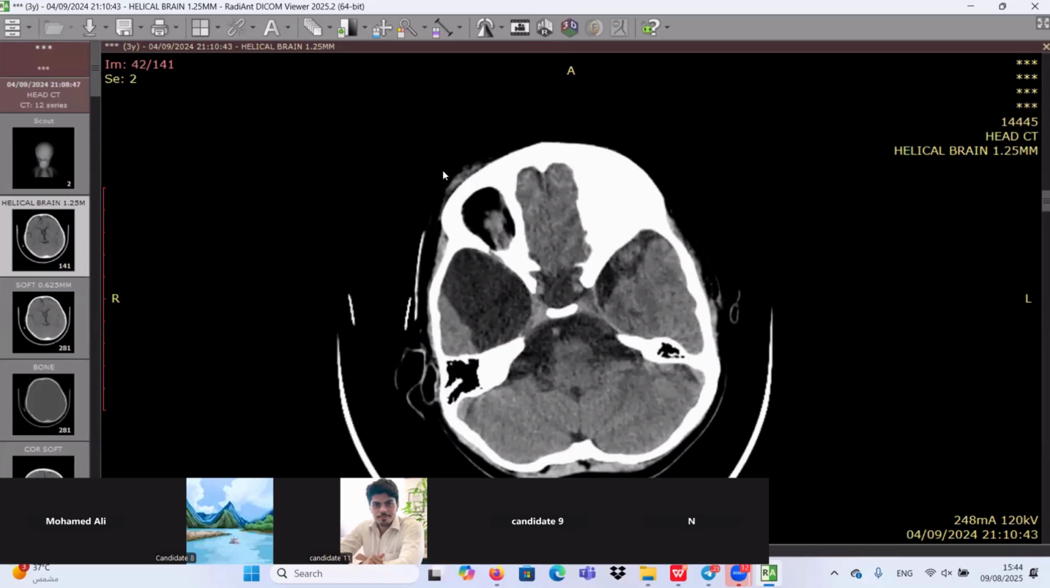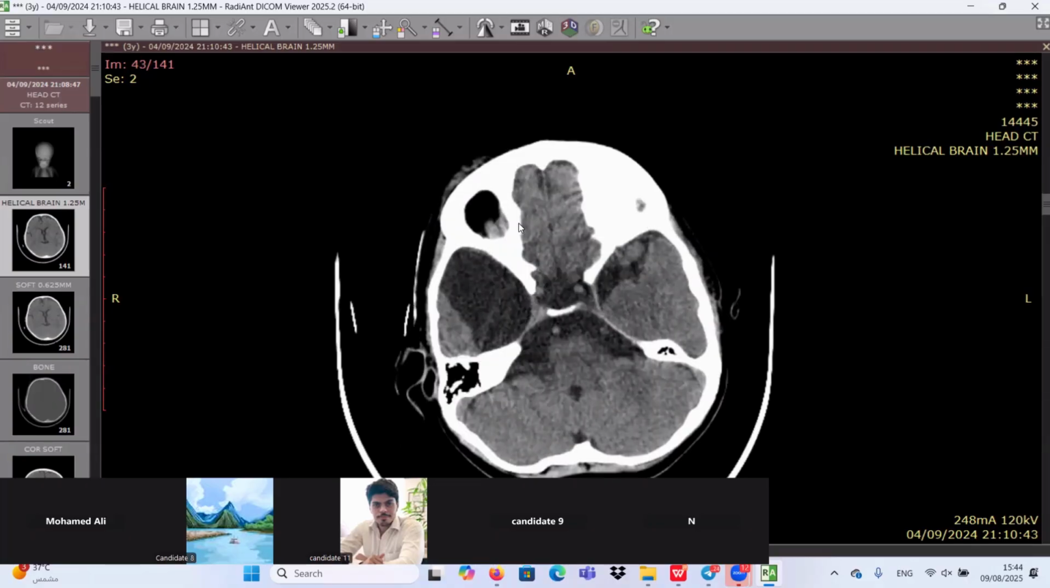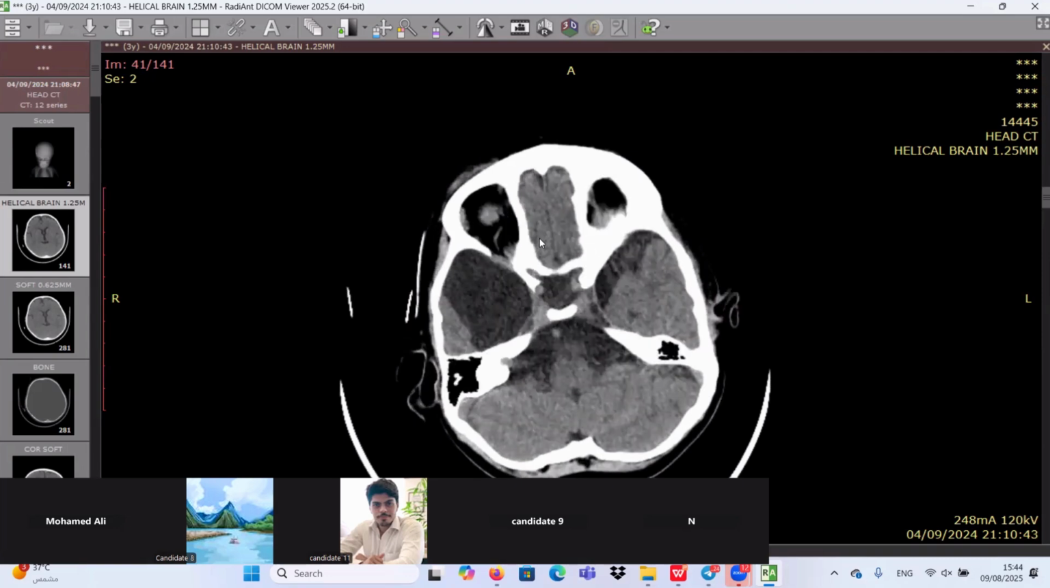I am sorry to interrupt you. Yes, I think you picked up all the findings. We have a small subgaleal hematoma along the right frontal region, and we have a right side extraaxial cystic lesion along the anterior temporal region or along the floor of the middle cranial fossa at the right side, suggestive of arachnoid cyst. Do you have something on the left side?